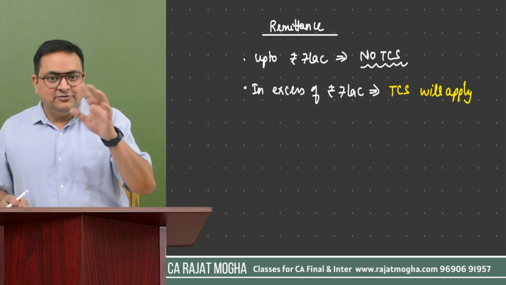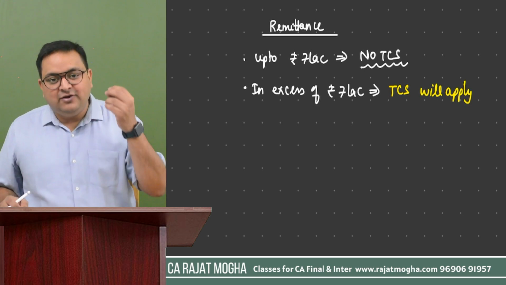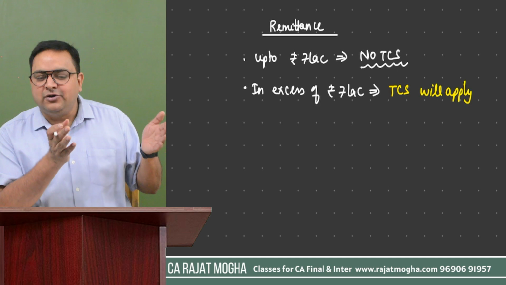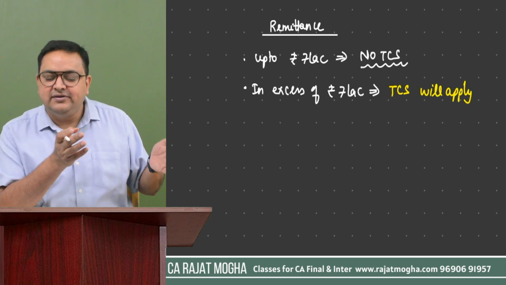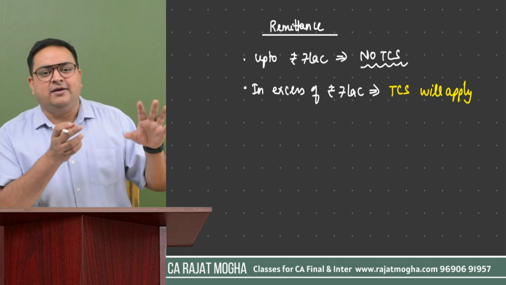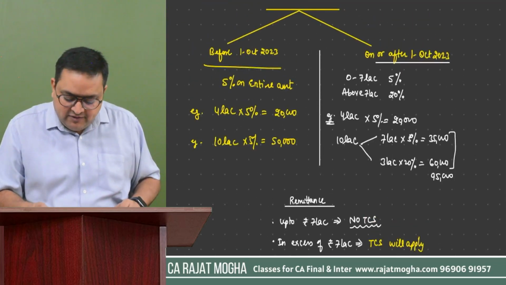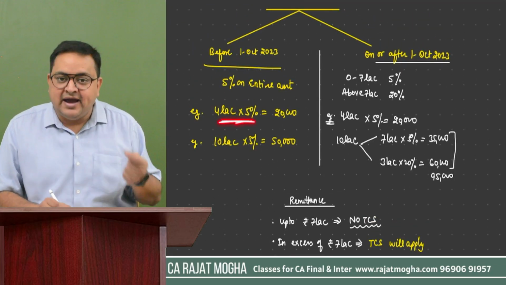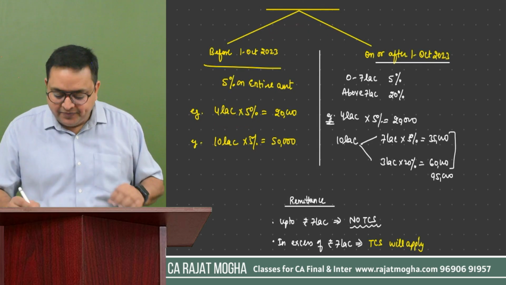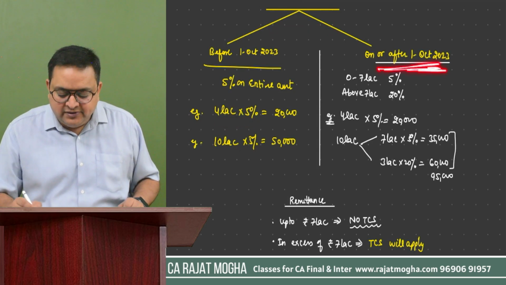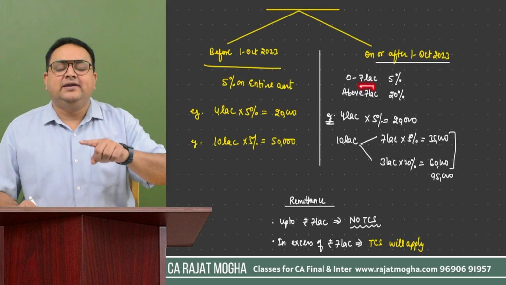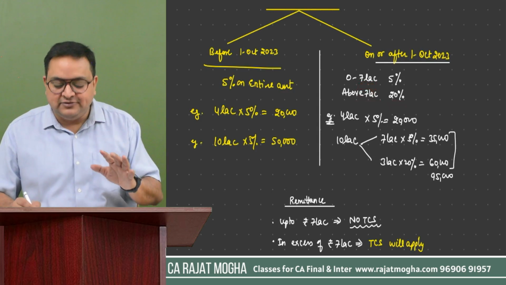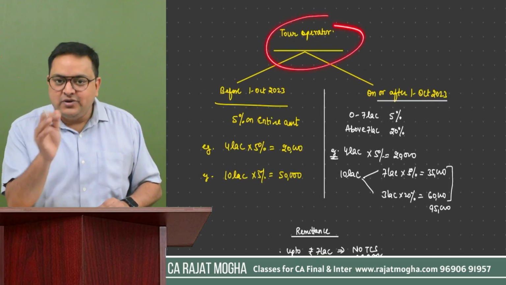In tour operator, there was no deduction of 7 lakh. In fact, it was on the entire amount, right? If it was on or before 30th of September 2023, it was 5% on the entire amount. Even if the tour package was just 4 lakh, it was 5% on the entire amount. Here, on or after 1st October 2023, up to 7 lakh we were collecting TCS of 5%, and above 7 lakh, the TCS was 20%. So in tour operator, there was no relaxation of 7 lakh.